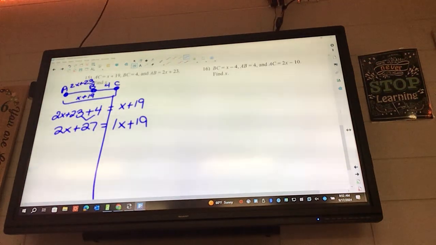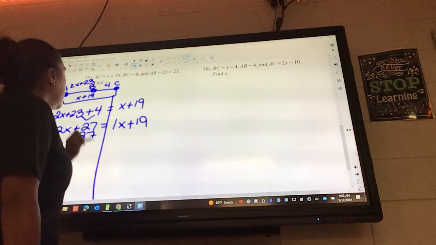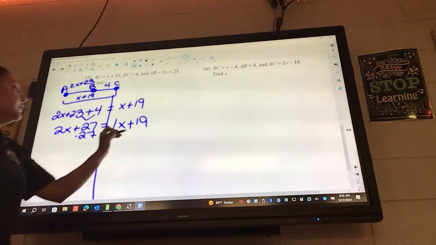Okay, 2x. Is that a letter or a number? It's a letter. Where is he right now? He's on the left, and that's where he belongs, so we're going to leave him alone. 27, is that a letter or a number? Number. Where do numbers go? To the right. So he needs to move, so we're gonna say minus 27. And what am I gonna put that under, the 1x or the 19? Under the 19, good.